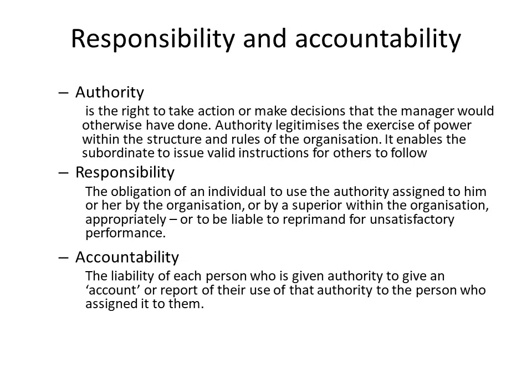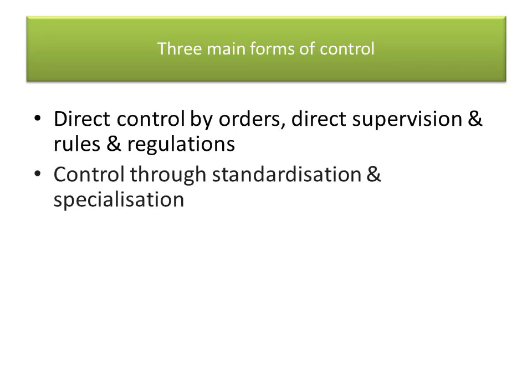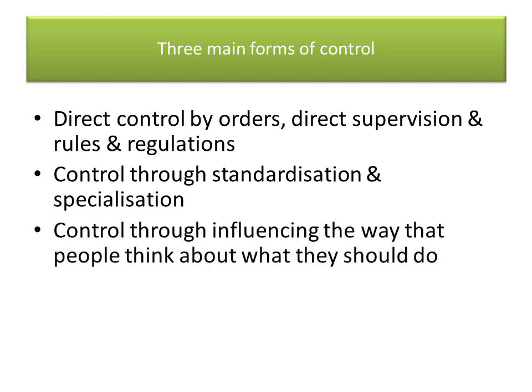and we've also got one there for authority, the right to take action and decisions. Responsibility is the obligation of an individual to use the authority assigned to him or her. And accountability is the liability of each person who is given authority to give an account or report of their use of that authority to the person who assigned it to them. Forms of control: we can have direct control, control through standardisation. We can have control through influencing, and that's from the work of Stewart. So 3 main forms of control which can be used.